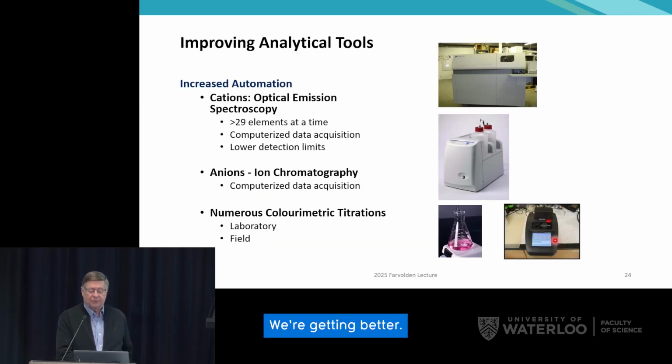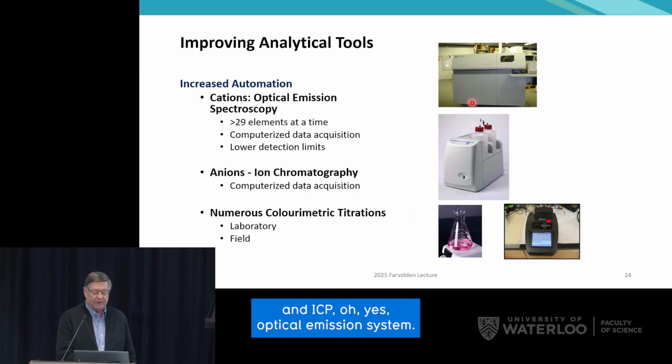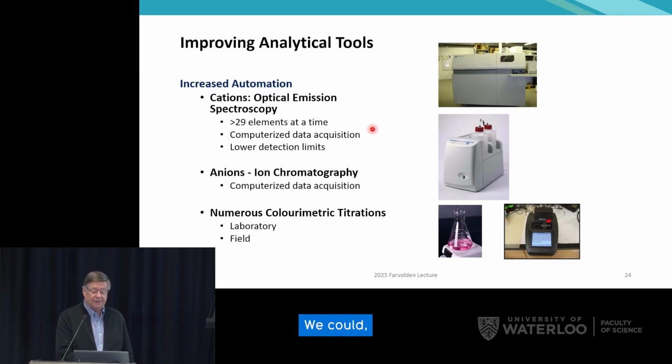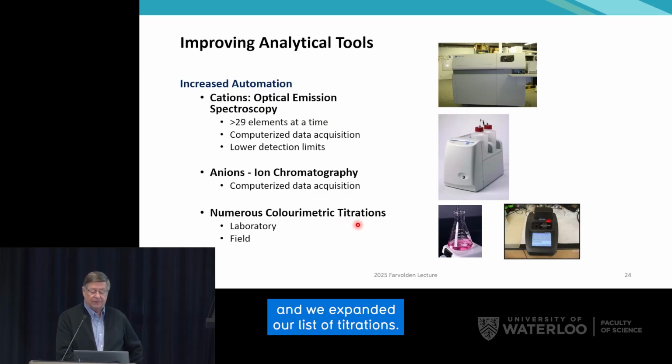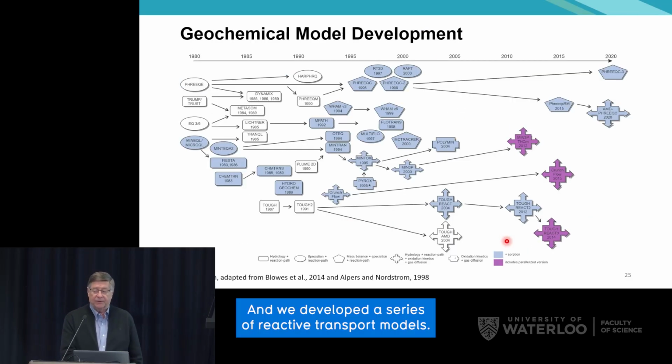Our analytical tools were getting better. We acquired an ICP OES optical emission system. We could analyze 29 elements at a time. Data acquisition was computerized and our detection limits went down. We got a better ion chromatograph that was also computerized, and we expanded our list of titrations. And we developed a series of reactive transport models.